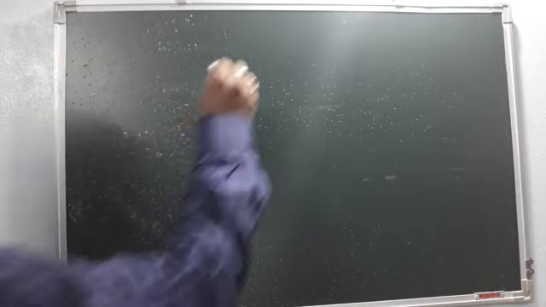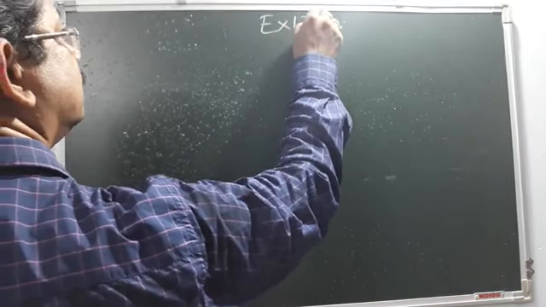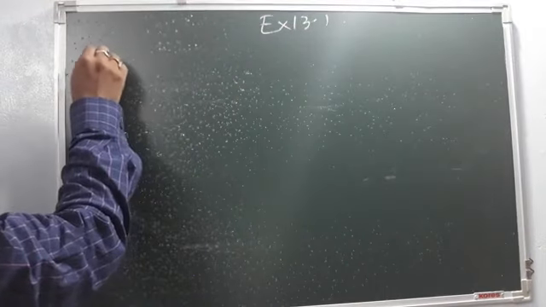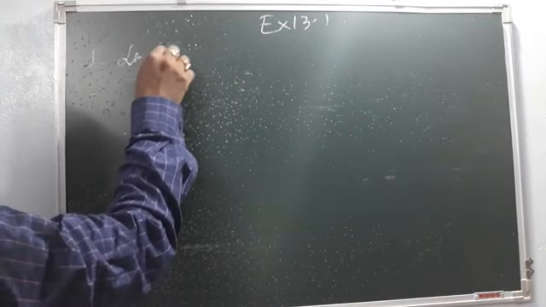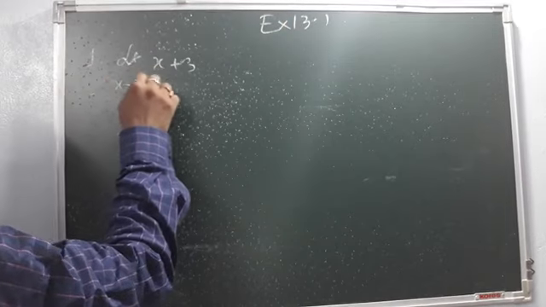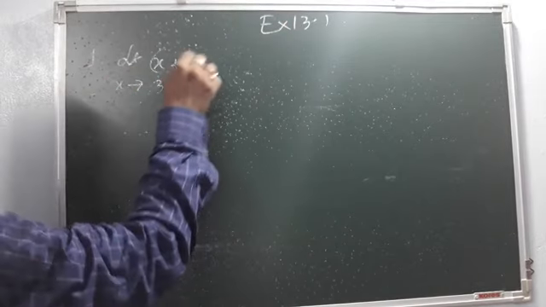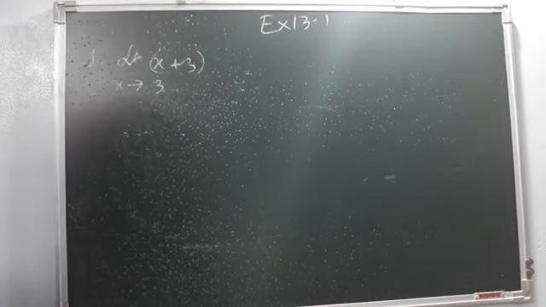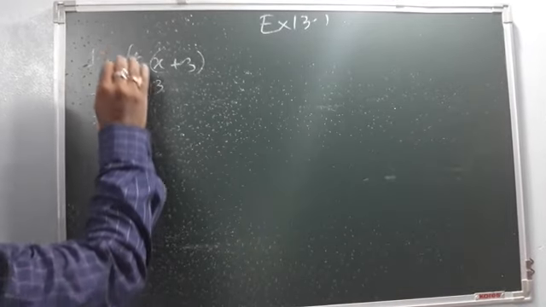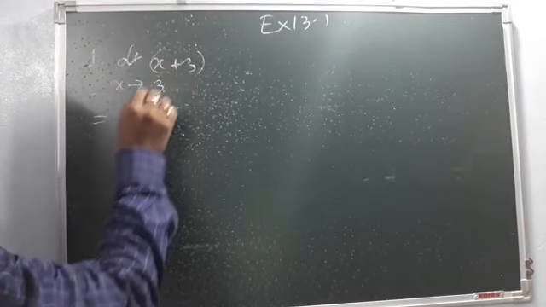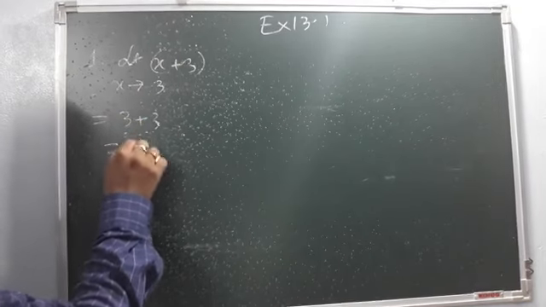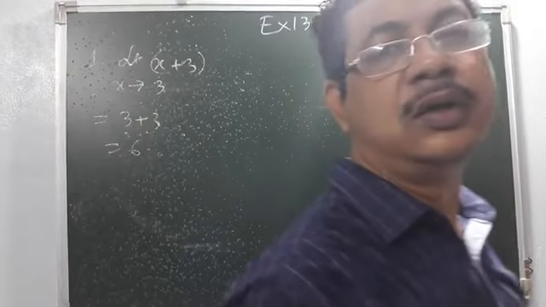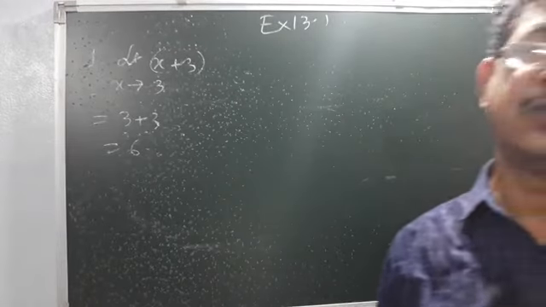So then in this exercise of 13.1, suppose question number 1, limit x plus 3, x tends to 3. So if I want to find the limit of x plus 3 when x tends to 3, what we have to do? You would draw this one, only you replace x by this 3. This is the procedure, very simple one. Don't make it too much clumsy. So this way we can do.